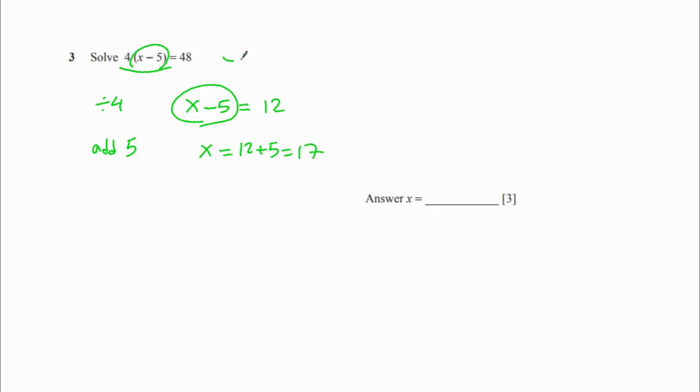If you did want to expand, that would be 4x minus 20 equals 48. Then you need to add 20, 4x equals 68. Divide by 4, x equals 17. You slightly have larger numbers compared to what we did on the left hand side. So you can do it either way, but I would prefer the first method. So the answer in here is 17.